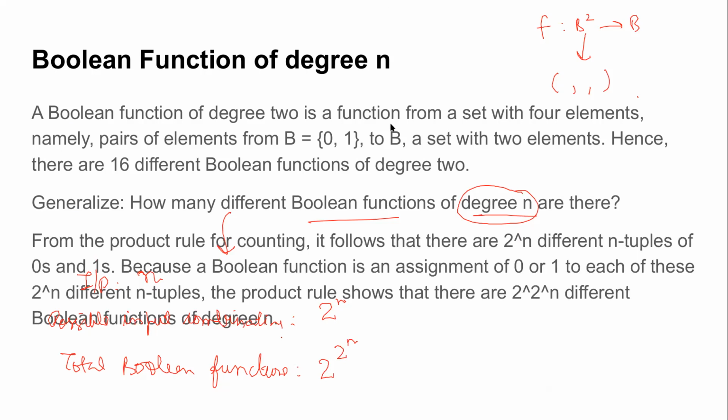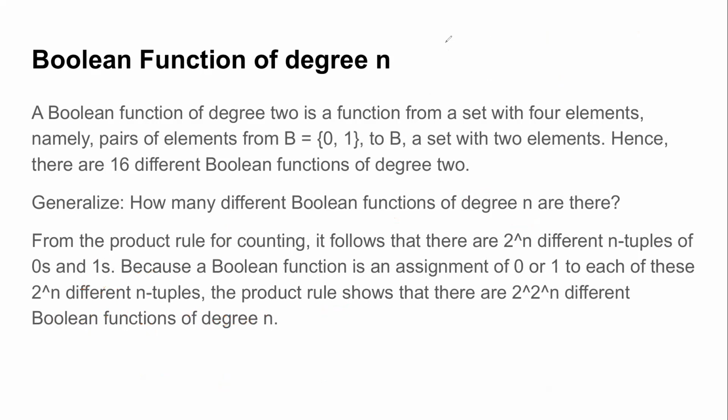So that is the general formula to get how many possible different Boolean functions you have. 2 to the power 2 to the power n. Okay, let me just repeat.